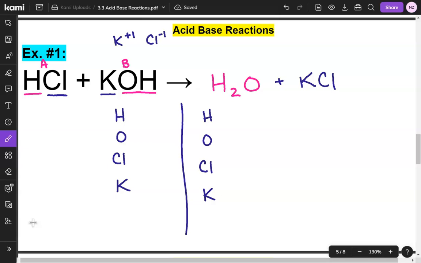So on my left-hand side, I have 2 hydrogens. Be careful, make sure you count it from both the acid and the base. I have 1 oxygen, 1 chlorine, 1 potassium. On the right-hand side, I've got my hydrogens grouped together this time. 1 oxygen, 1 chlorine, 1 potassium. Oh, would you look at that? It's already balanced. Fantastic. Those are our favorite types of equations, where they balance themselves.